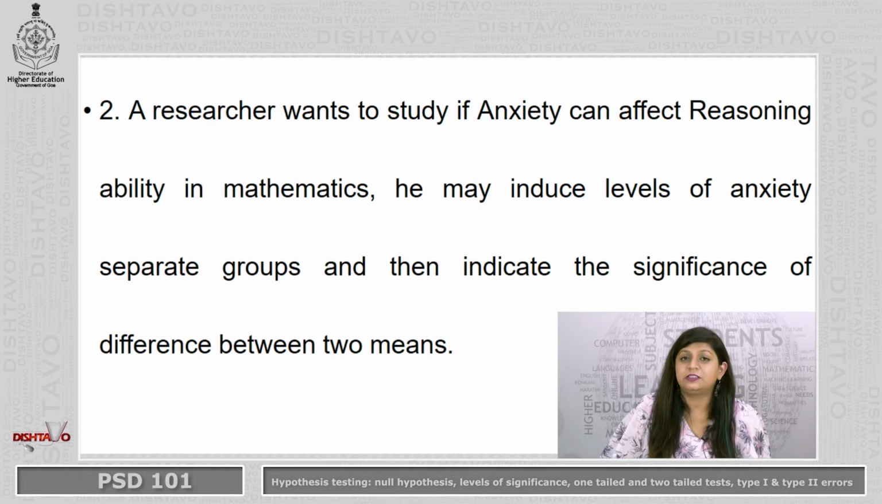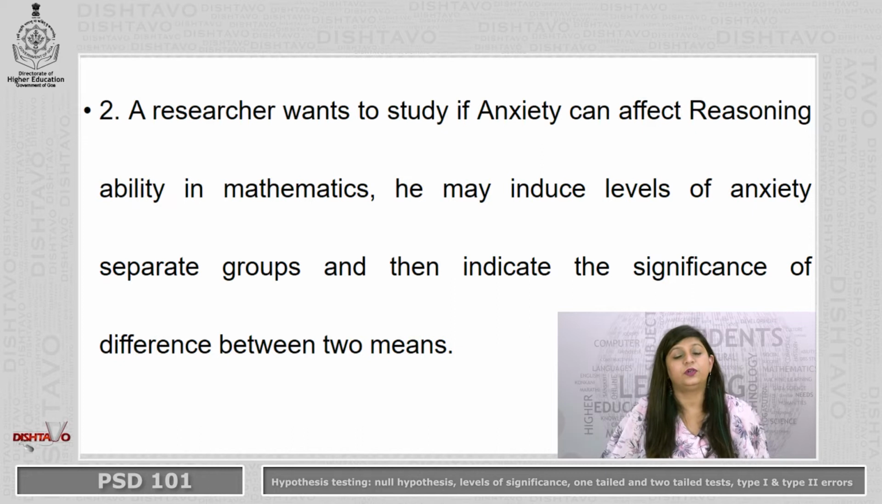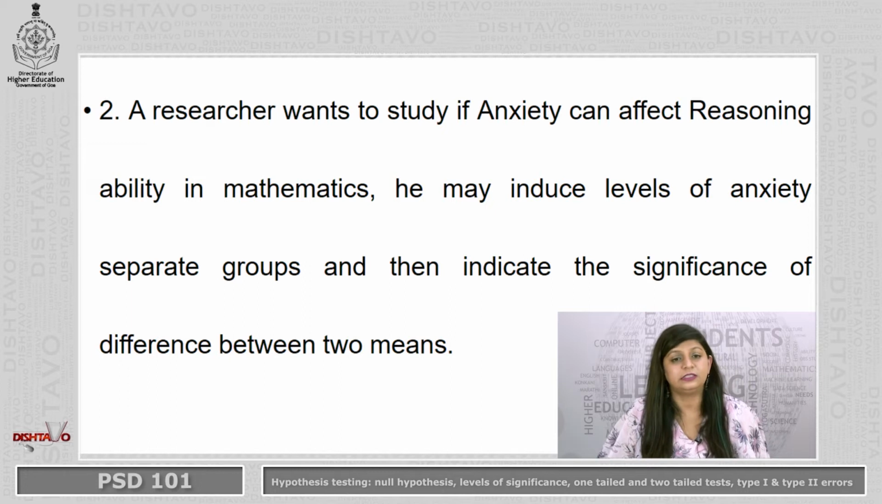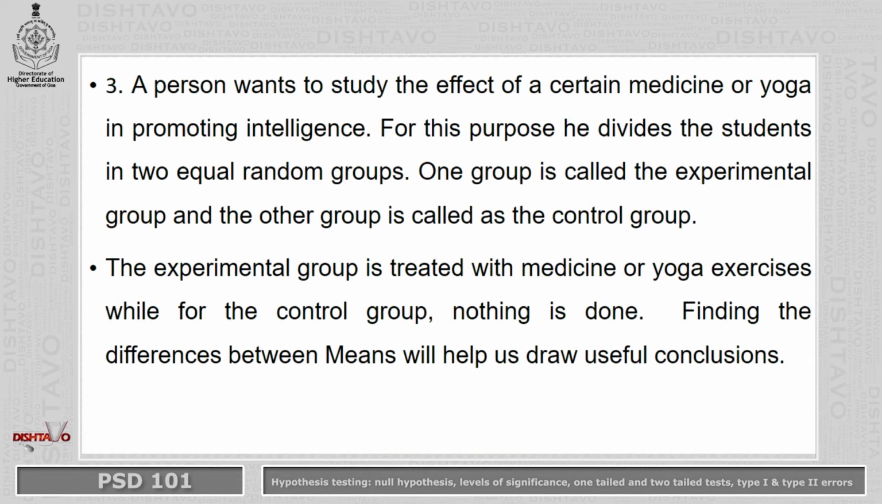Similarly, a researcher may want to study anxiety and whether anxiety is going to affect the reasoning ability of a person in mathematics. So this researcher may induce levels of anxiety in 2 separate groups and then indicate the significance of difference between these 2 means. So over here, the difference between means is very important and significant for statistics.